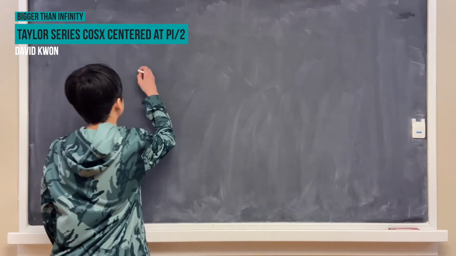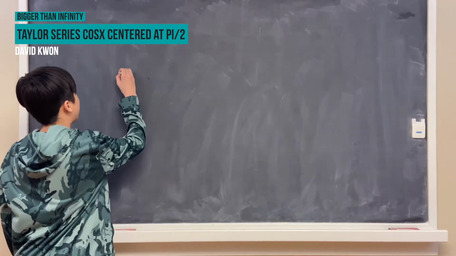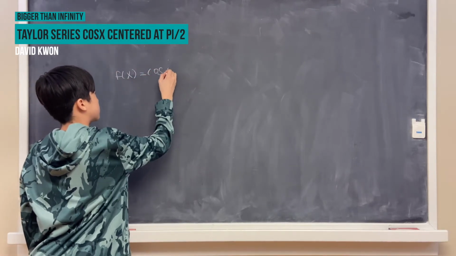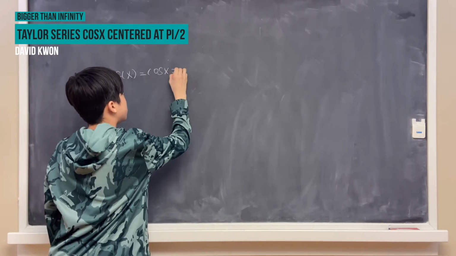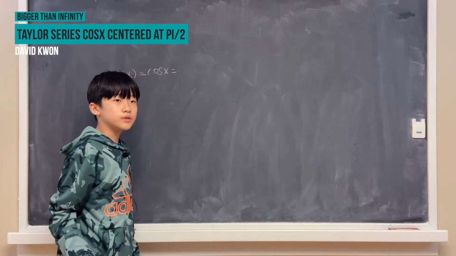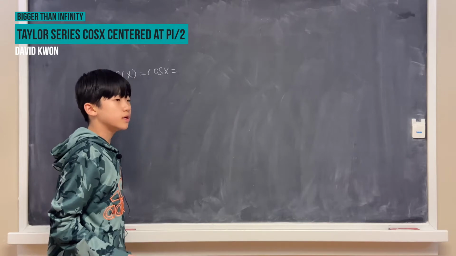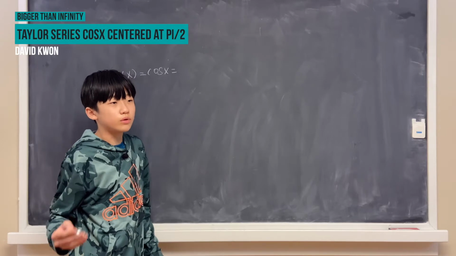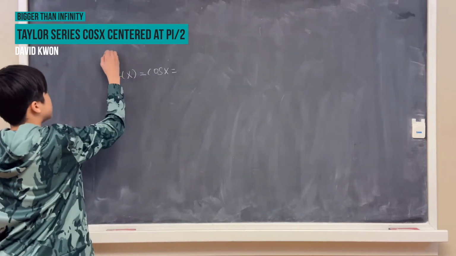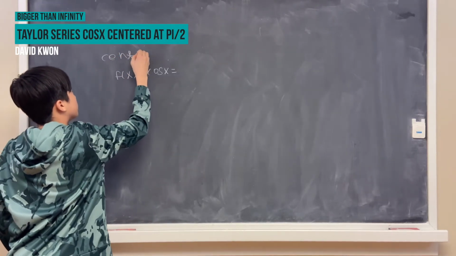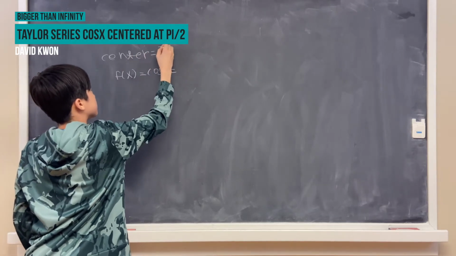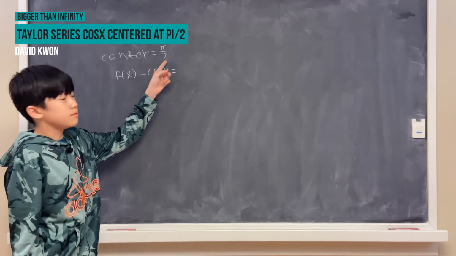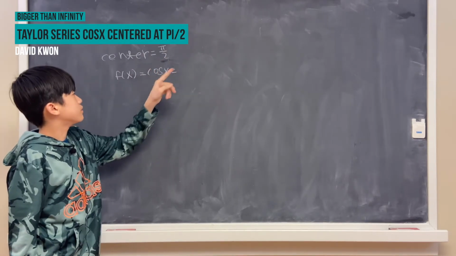So just like starting off from the Maclaurin series, we have our function f(x) equal to cosine x, and we set it equal to our polynomial equation. But since this is a Taylor series and the graph is being moved over to the right or the left side, the center is pi over 2.